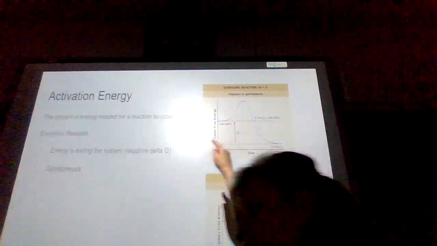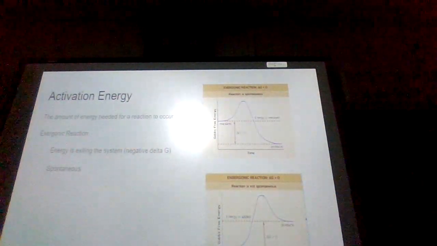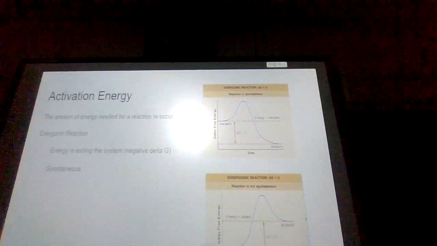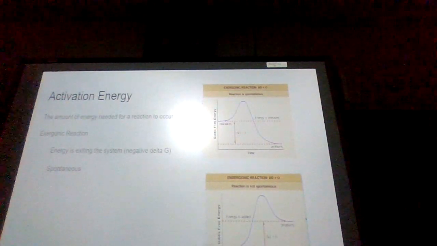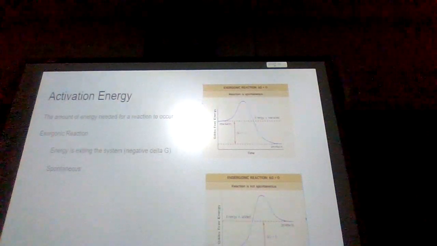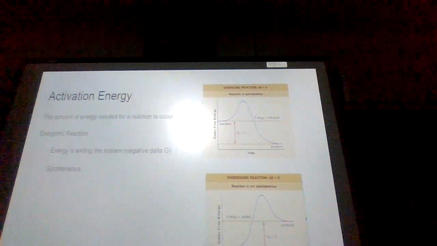Again, think of riding a bicycle. Those first couple of pedals take a lot of energy, right? And then once you get it going, it goes more quickly, it goes more easily. So that would be an example of activation energy.